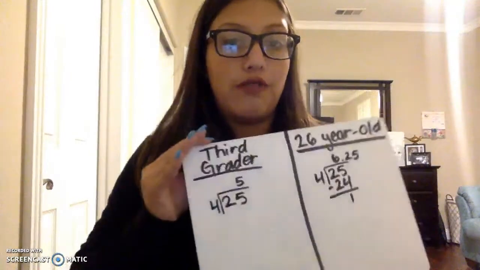So for my problems, I had an actual third grader do them, and then I had a 26-year-old do them, so we can compare the two. For my first question, it was Andrew has 25 candies that he wants to split evenly between himself and four friends. How many candies would each of them get? So I have here written how each of them solved it.